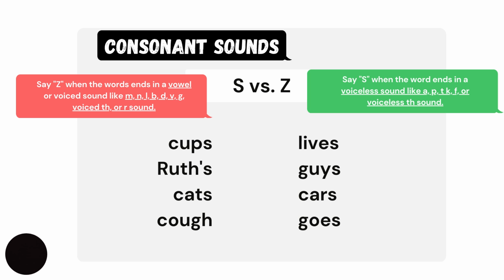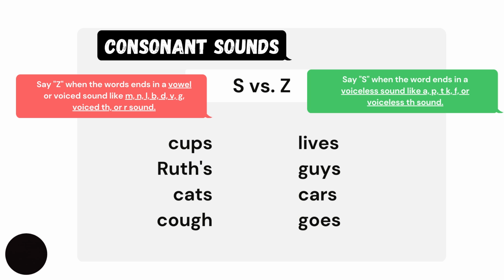Yung voiceless TH sound natin, yung example niya is think. Magkaiba kasi siya sa voiced TH. Ang example naman nun, the. May vibration kasi kapag voiced. Pag voiceless, wala. Ano lang siya, hangin.